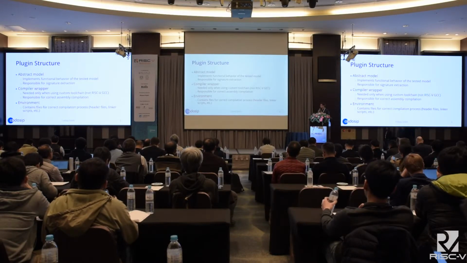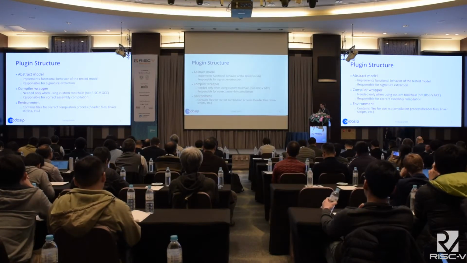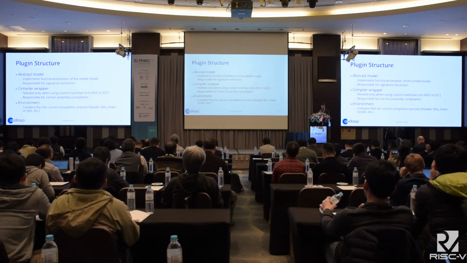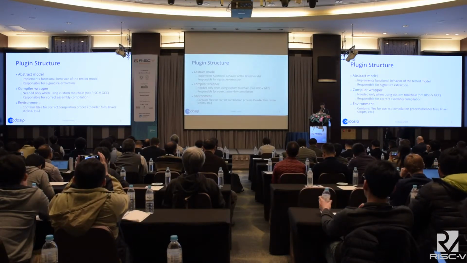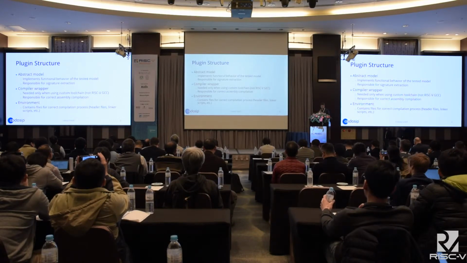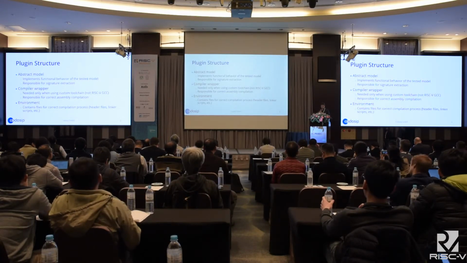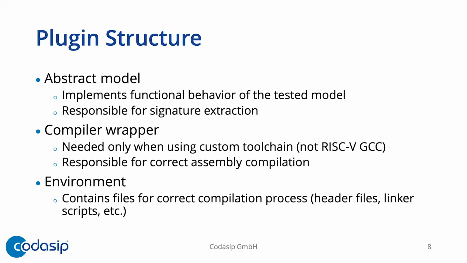The compiler wrapper is responsible for correct assembly compilation, and the user has to implement that only when he's not using the RISC-V GCC. If he's using his own toolchain, he has to implement the compiler wrapper because it's not implemented in the framework. The last component is the environment, and it contains the files for the correct compilation process and some other custom scripts and whatever the user needs.